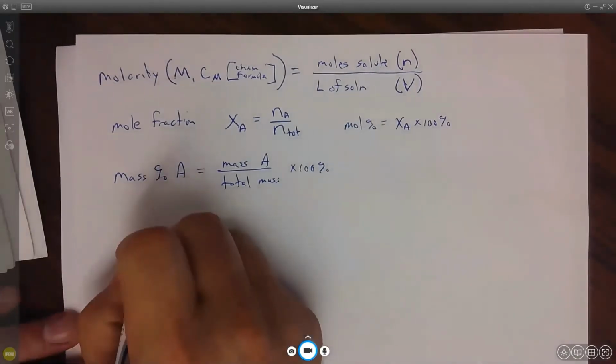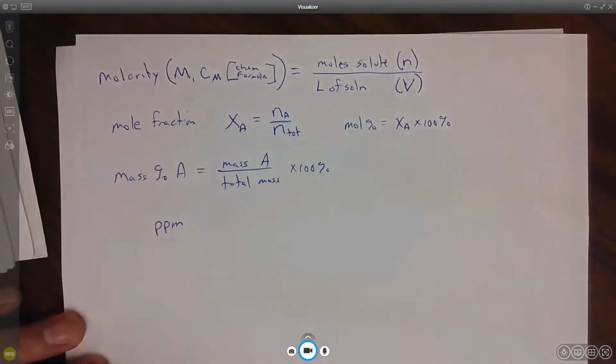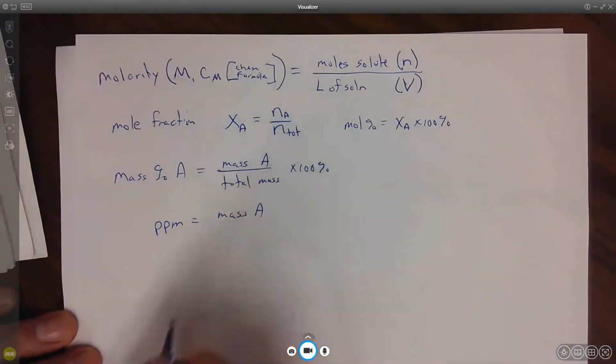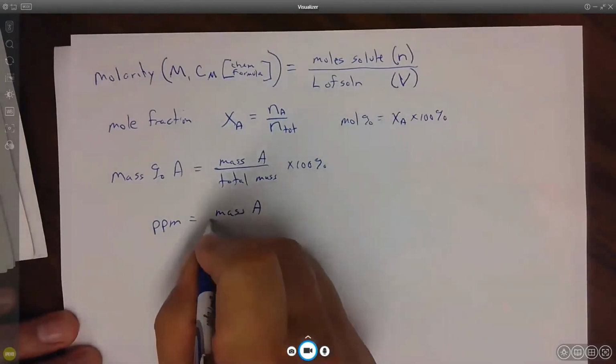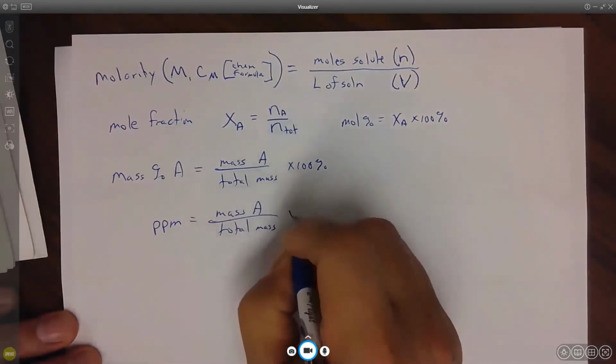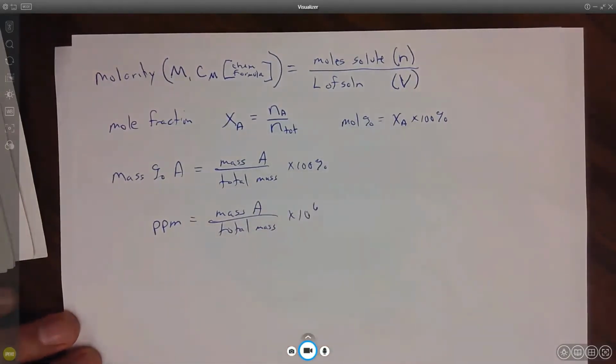Now, if we start to get into dilute solutions, we then end up with what we call parts per million, or ppm. And parts per million is basically the same thing, right? It's the mass of the one component that you're interested in divided by the total mass. But this time, instead of times 100, it's going to be times 1,000,000. And so that's going to be parts per million.